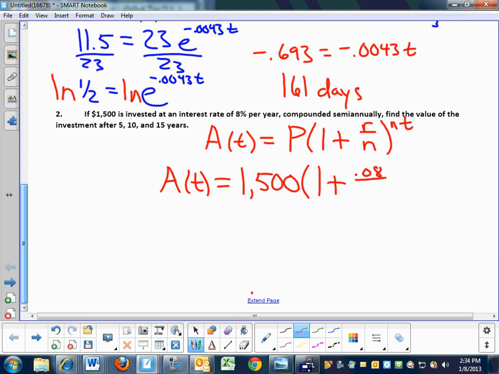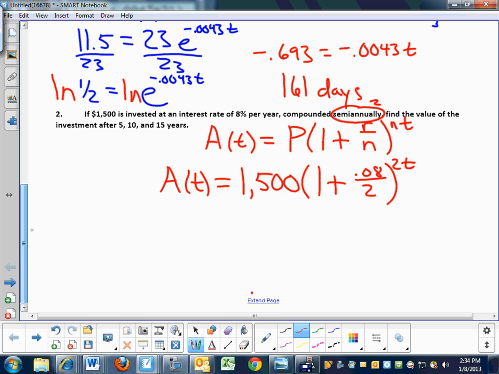Compounded semi-annually. So n represents the number of times it's compounded during a year. So how many times is it compounded? If it's compounded semi-annually, that's 2 times, to the 2t. So however many times it's compounded, it says semi-annually, so it's twice a year. We're going to make sure that we divide it by 2 and take it to the second power there.